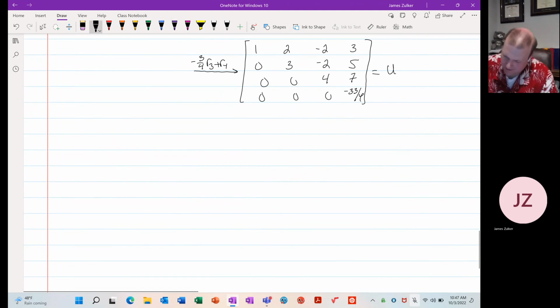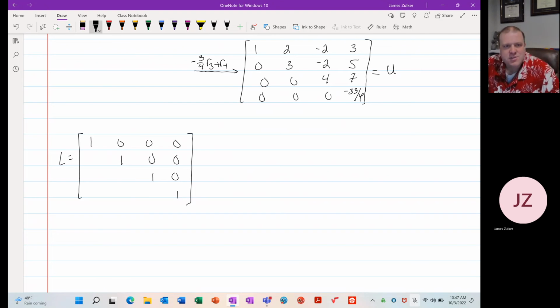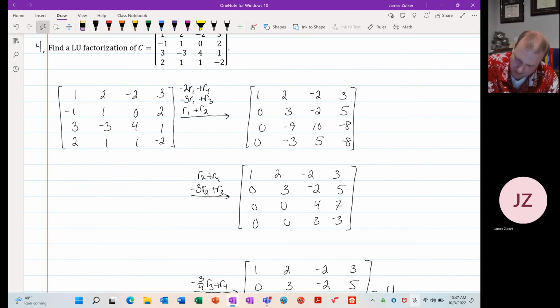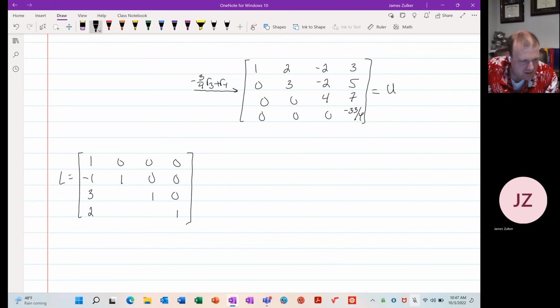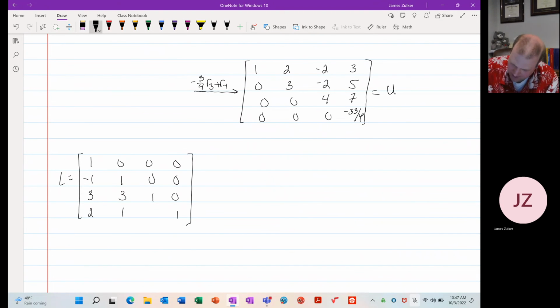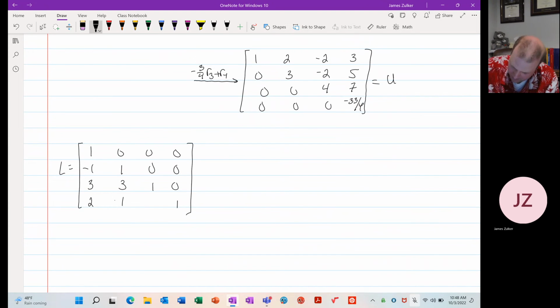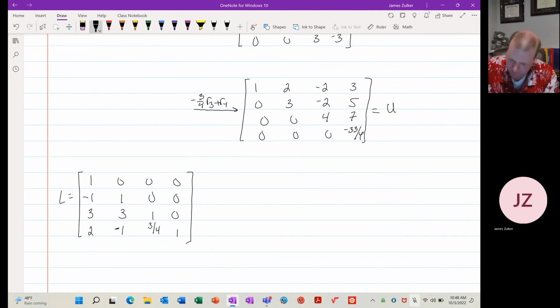All right, so now for the L. Again, you set up a 4 by 4 matrix with 1s along the main diagonal, 0s all above it. Now we need to fill in the missing pieces. Let's start with column 1. 2, 1. So it'll be negative 1, 3, 2, right? Negative 1, 3, 2. Column 2, the missing pieces, we're going to get 3, negative 1. Right? And then we're finally going to get 3/4 here.